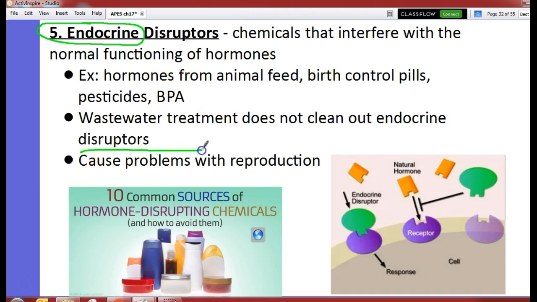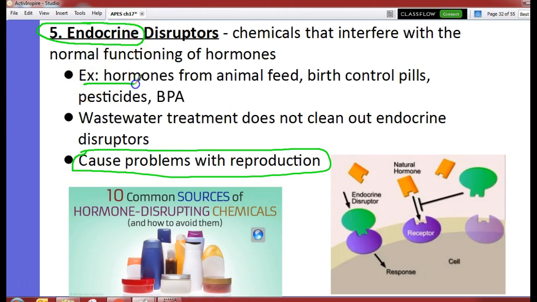So a lot of times we think hormones and reproduction. Well, that is true, but it can also cause other things as well, because you need hormones. You release hormones during times of stress. You release hormones that cause your body to grow. Okay, so there's different hormones for different time periods.